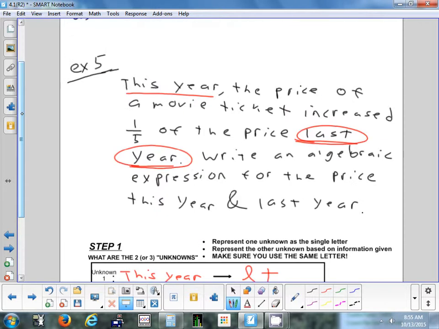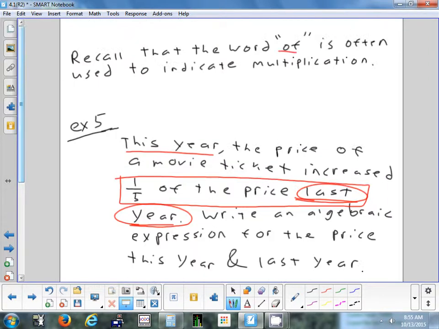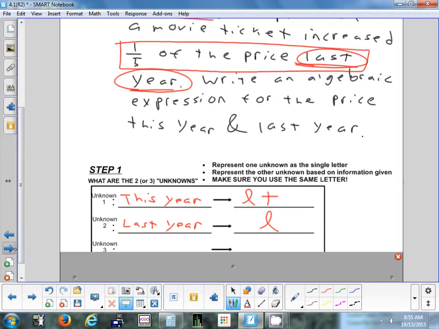That's this part of the sentence right here. We are going to increase it by 1/5 of last year's price. Any key word in that sentence? Of. What does of mean? I put a little reminder up here. Of means multiply. All right, so we're going to get this year's price, take last year's price and increase it by 1/5 of last year's price.